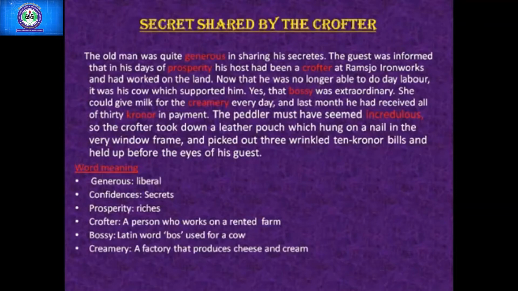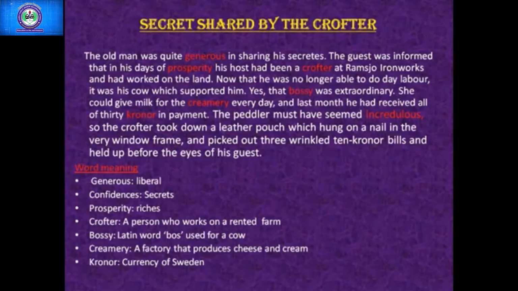So she could give milk for the creamery, and after selling the milk, the last month only he had received all of 30 kroner. Kroner is what? It's currency. The currency of Sweden, kroner. Many European countries have a kroner as a currency.